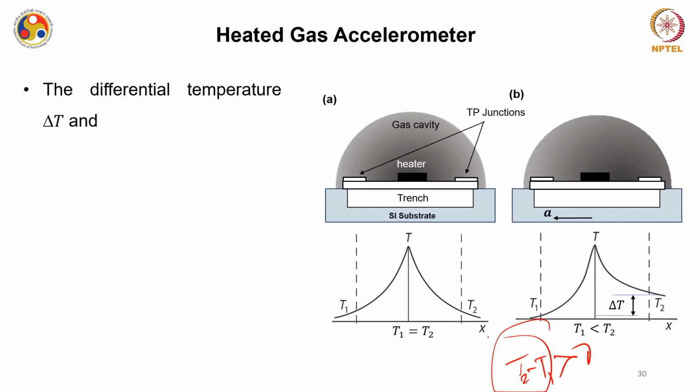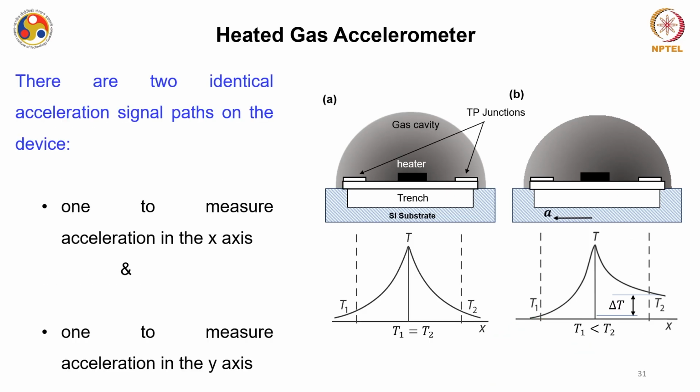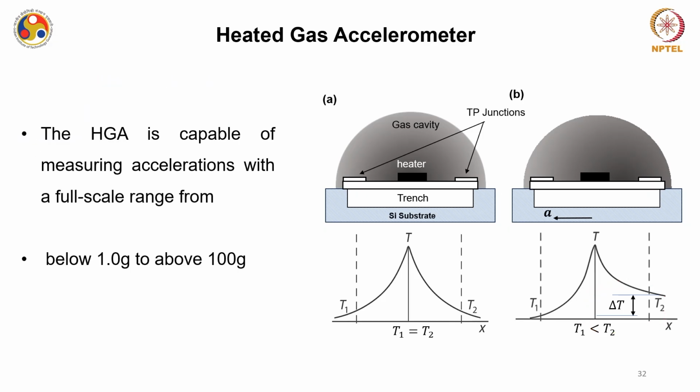Now this difference, the differential temperature delta T, which is T2 minus T1, can give us an idea about the acceleration. So the voltage at the thermopile output becomes directly proportional to the acceleration, or at least the difference between the thermopile temperatures gives you an idea about the acceleration, because this change has happened because of the external force applied. There are two identical acceleration signal paths on the device, one to measure acceleration on the x-axis in this bidirectional or bi-axis accelerometer, and one to measure acceleration on the y-axis.